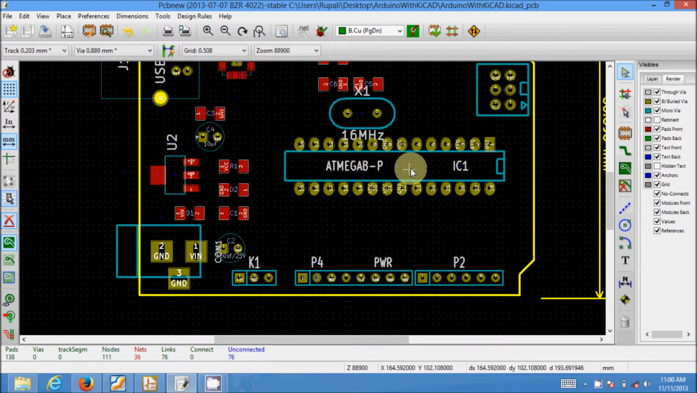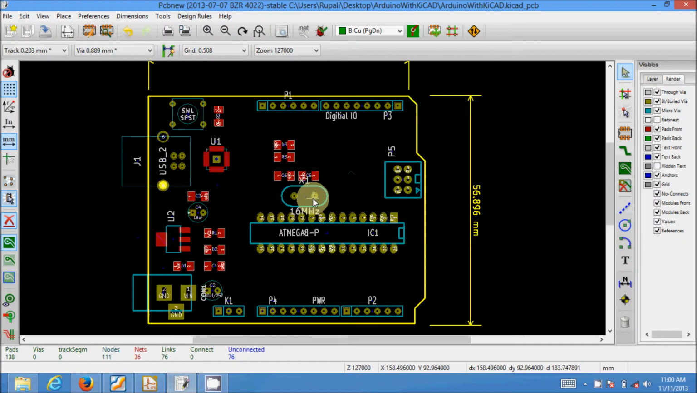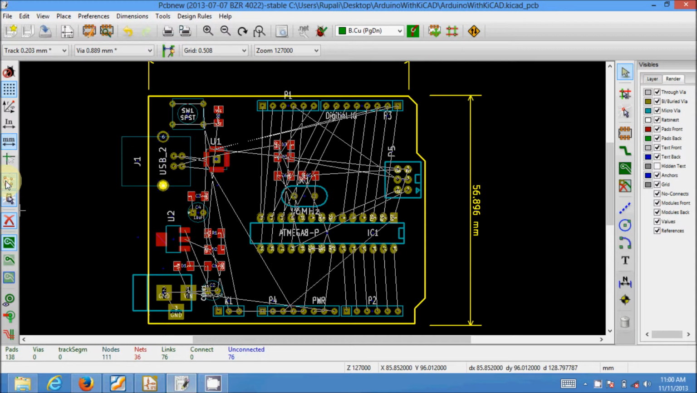Alright, let's begin from where we had left in the last video. As you could see here, we have arranged all the components that are required for this board. Now if I go ahead and turn on the rat nest, it will show all the connections that are required in order to complete the board.